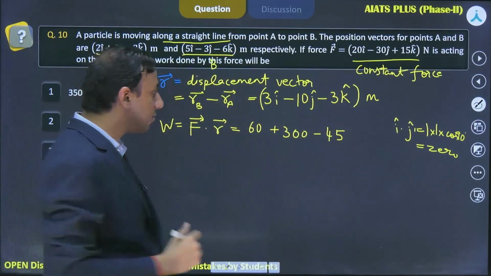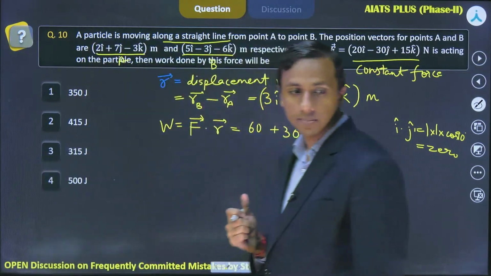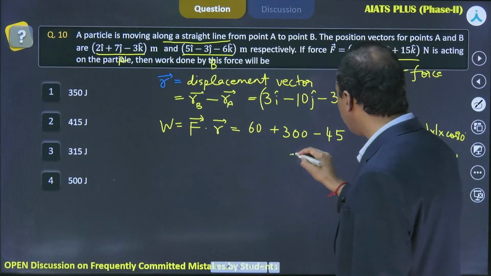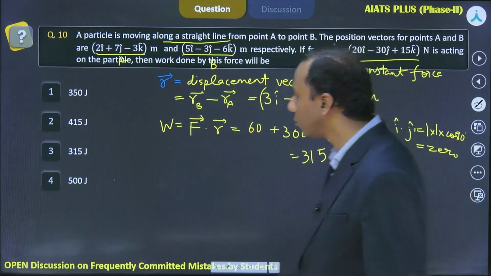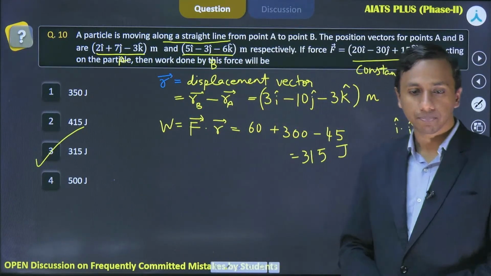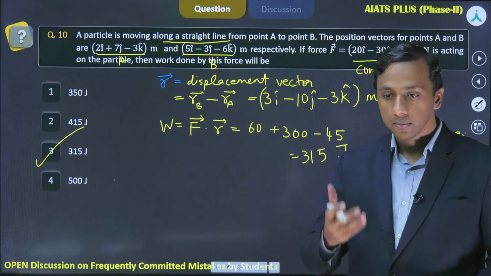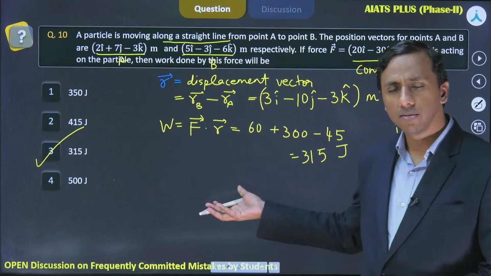Fair enough and simple enough. So just add them up. 360 minus 45 will become 315 joule. Which means option number 2. So I hope everyone has got this one. We did some small revision for this topic.